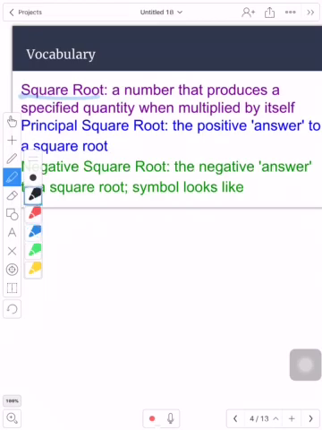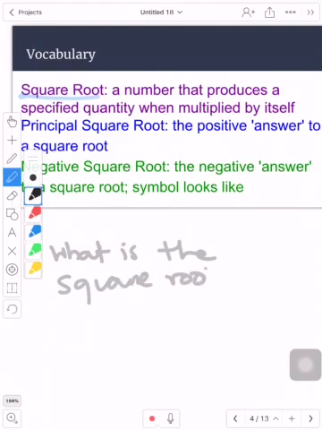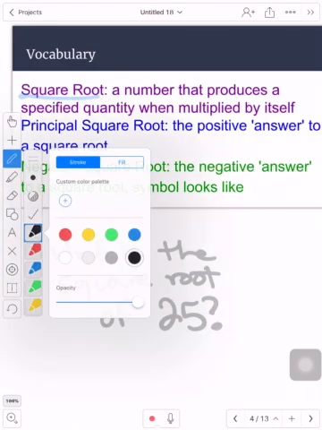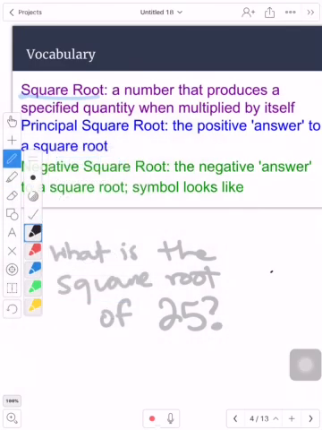Now that sounds super fancy. But if I ask you the question, what is the square root of 25? So let's go ahead and jot this down. What that means is I'm asking you to figure out what times itself is 25. So most of you in your head are saying, well, it's 5, duh. 5 times 5 is 25.